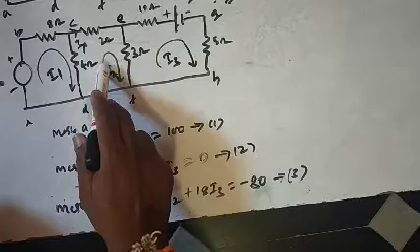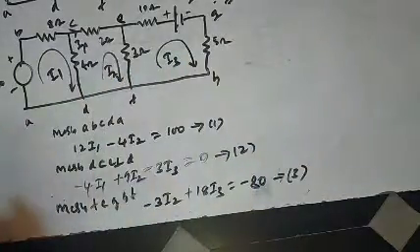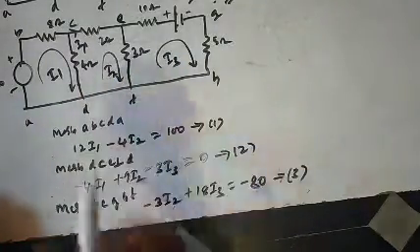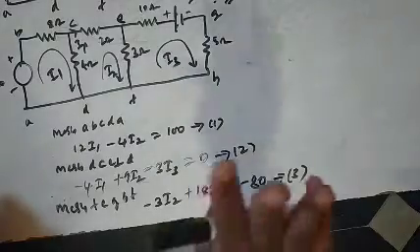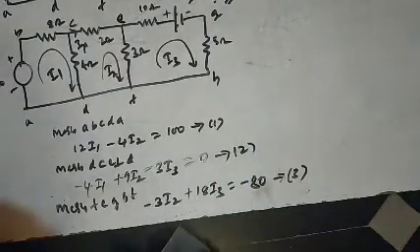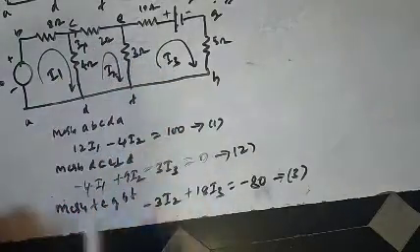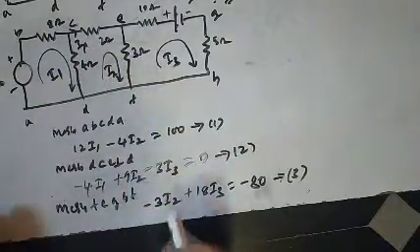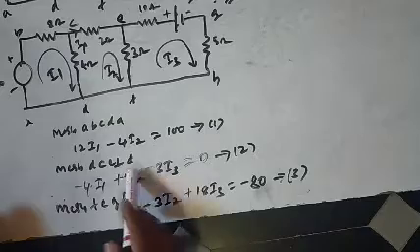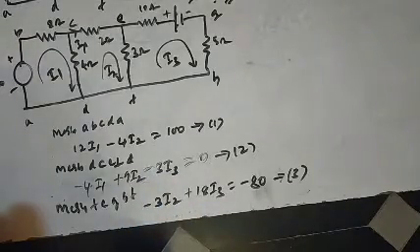See, mesh 2 is shared with mesh 1 as well as mesh 3. So for mesh 2 equations, we will have all three currents in the equation. So minus 4 into I1, 4 plus 2 plus 3, 9I2, and minus 3I3. See, I2 is positive because I am in mesh 2.